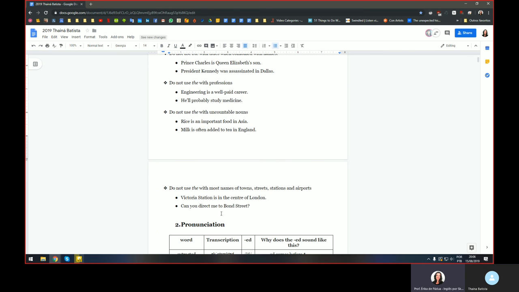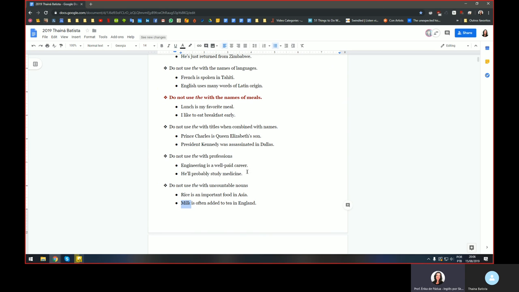And the other thing I wanted to say is uncountable nouns. Actually, I was going to ask you, when is the rule similar to the rule in Portuguese and when is it different? Because in this case here, it's different. So this is something we should really focus on and pay attention to. Because in Portuguese, we would say o arroz, right? And in English, it's just rice. Same thing here, o leite, milk, just milk. So this is different.